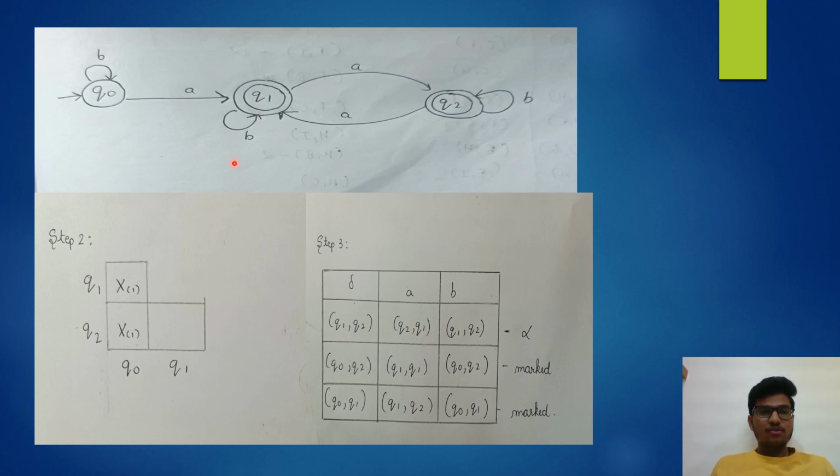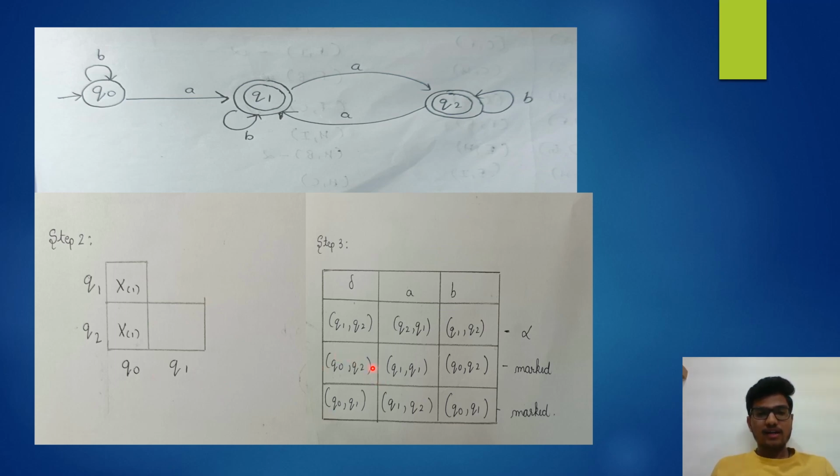Q1 on B goes to itself, it is a self node, so Q1 remains the same. Q2 on B goes to Q2 only, as it has a self node. So this cannot be marked, as Q1 and Q2 are both final states, so this square is left empty. It is not marked with any of the symbols.